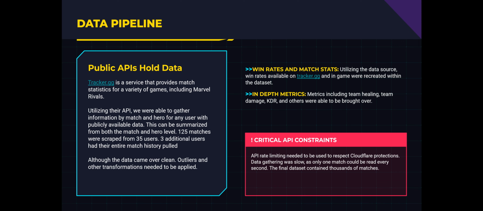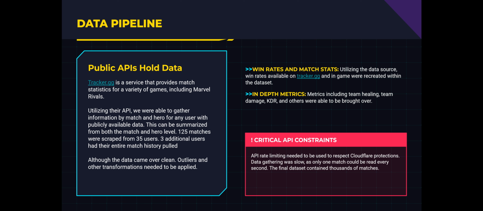So deduplication, making sure that things were match level versus hero level, and creating some feature engineering to capture some of the most important metrics that might not be explicitly found by just giving it to the model itself.